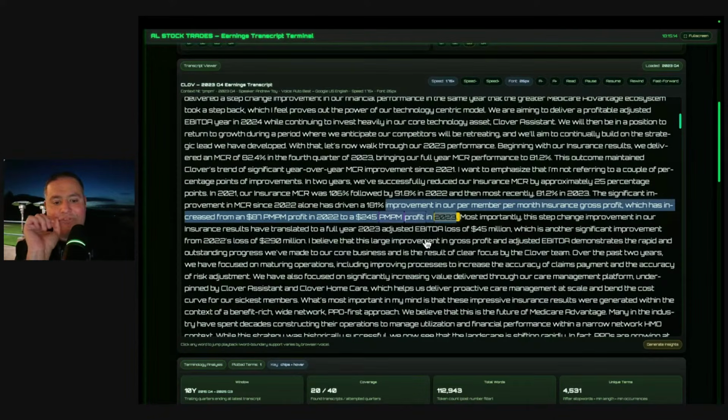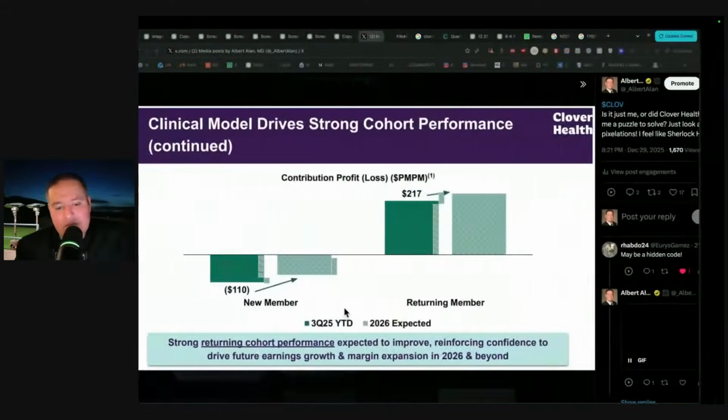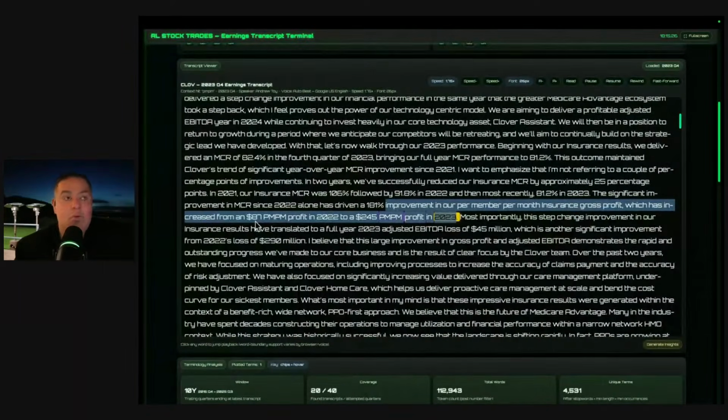You've got to backtrack this, but that improvement is a lot, to go from 87 to 245. See, I thought this was the loss. I'm sorry, I thought this was down here. This is even more bullish. So again, this is live, and we're slowly dissecting this in real time, right? So $87 per member per month to $245 per member per month. What I want to know is what was the net income of 2022 versus the net income of 2023. What is the percent improvement of $87 to $245?